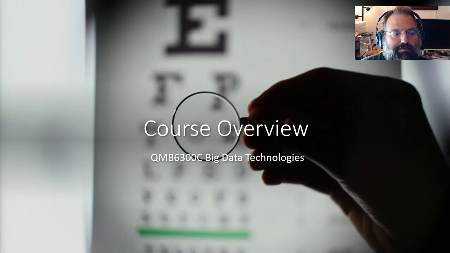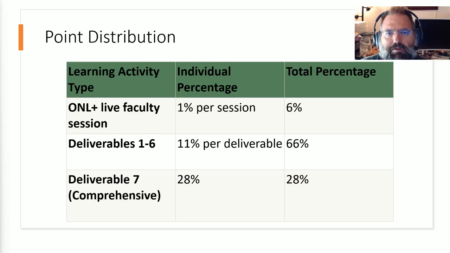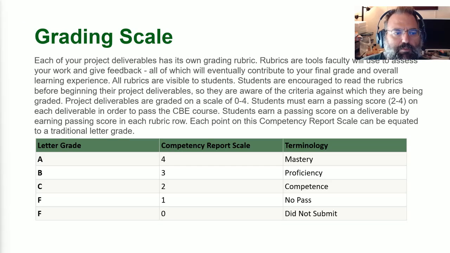A bit about this course. So what are we going to do here? It's very similar to various other courses that you've taken. There are basically 7 deliverables. 1 through 6 are 11% each, so 66%. The remaining 28% comes from your final deliverable, and then there's a few points along the way through live sessions and so on, so 6%. So that's the basic distribution, very similar to what you've seen before.